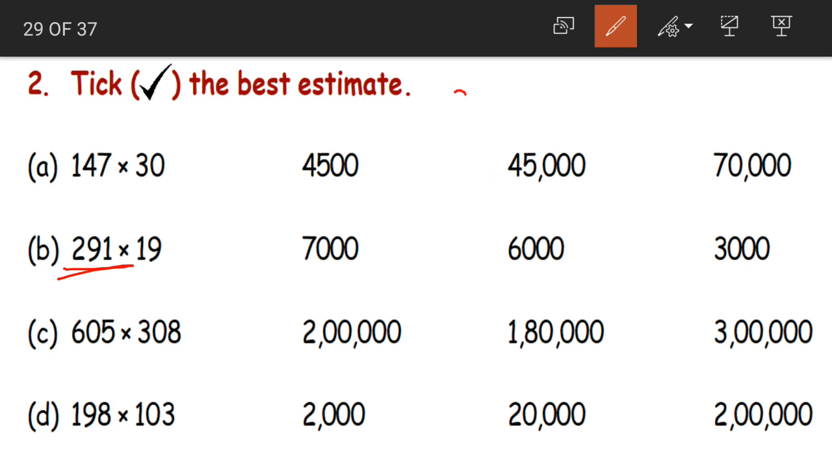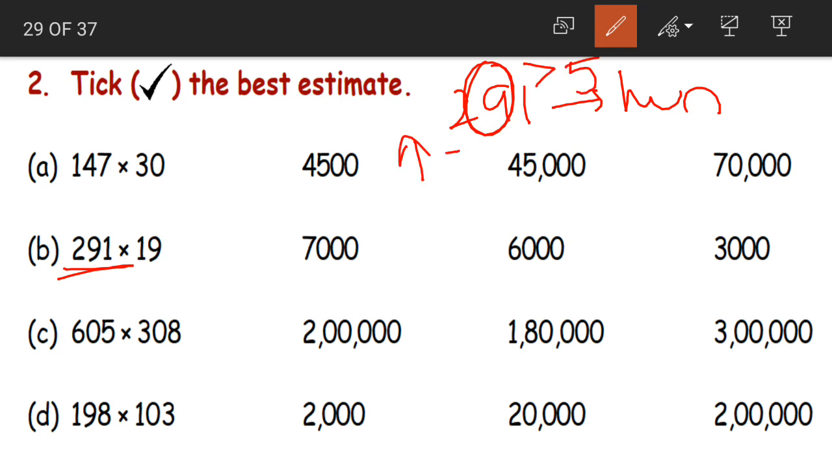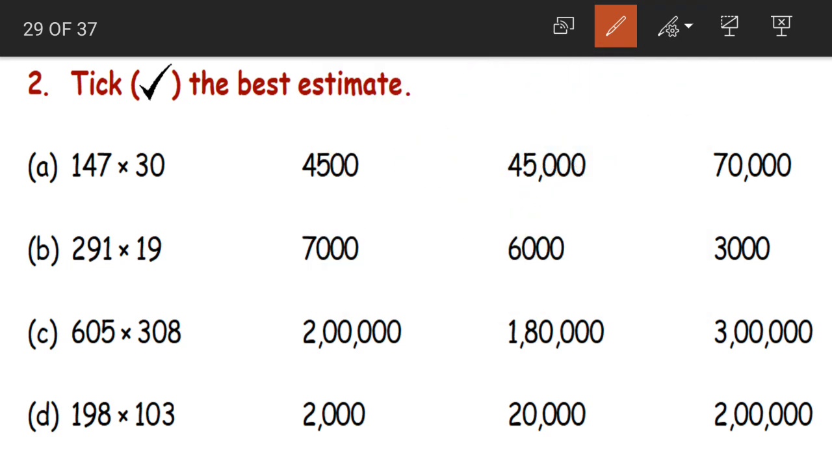Now 291 when rounded off to the nearest hundreds: look at the digit in the tens place. We are having 9, that is greater than 5. So rounding up, 2 plus 1 becomes 3. The remaining digits become zeros. So what number did we get? 300. Okay. 300 into, again, 19 becomes 20 when rounded off to the nearest 10.